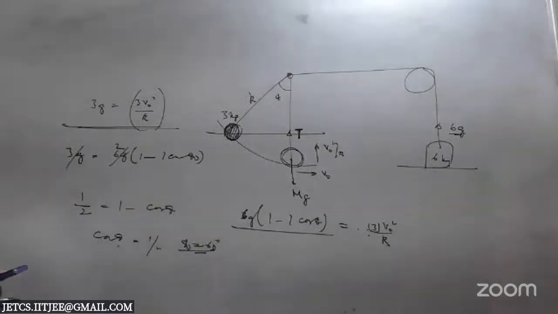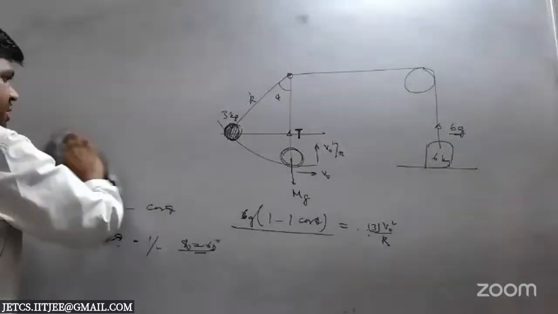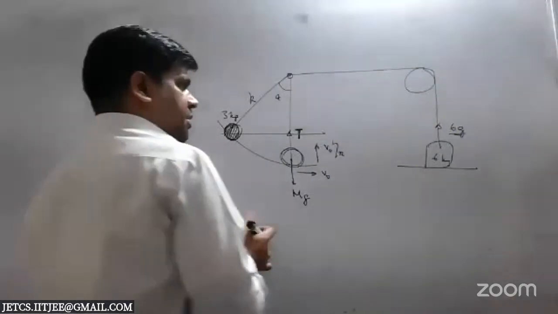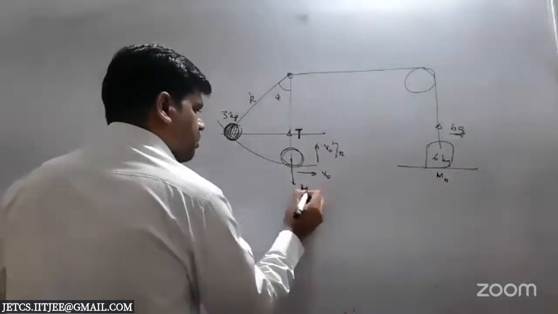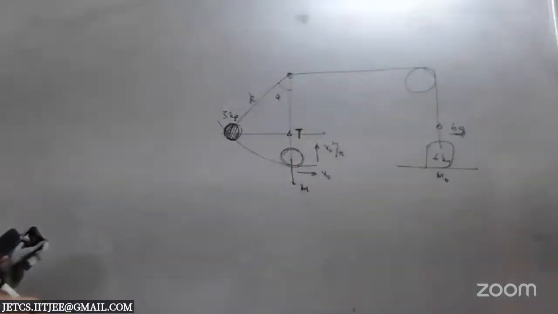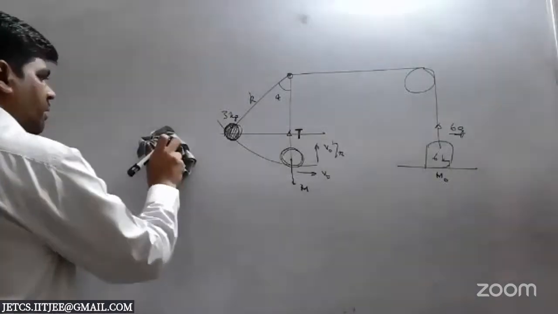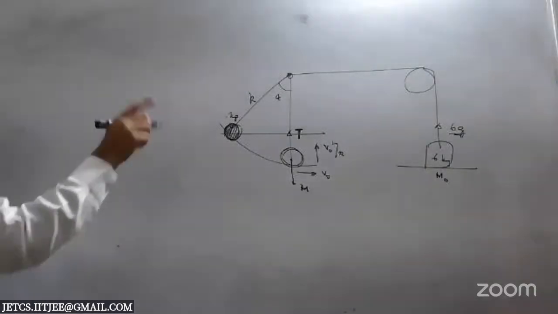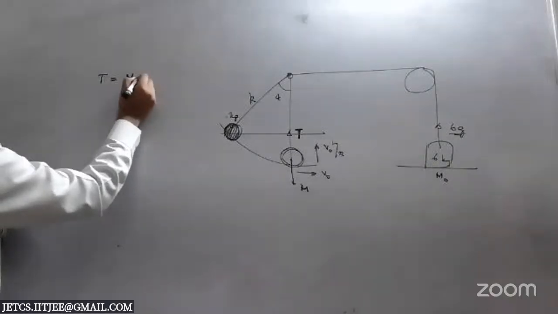I'll just quickly write the equations in terms of M1 and M2 because numbers are really confusing. Let's say this is M0 and this is M. M0 is the block which is not moving, which is to be lifted up. And this is M. So for the block to be lifted up, my tension should be equal to M0 g.